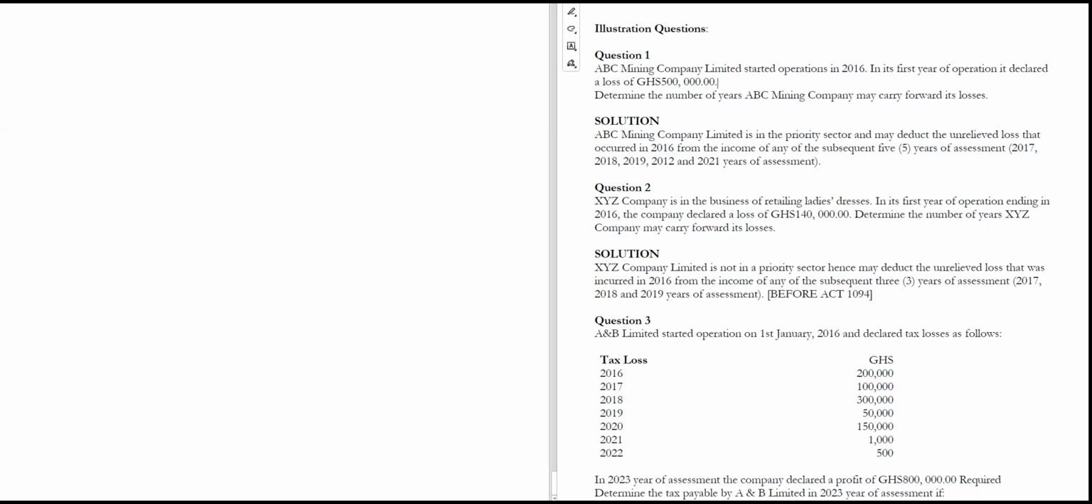Sorry, 2021. Are we okay? Now, XYZ company was in the business of retailing ladies' dresses. And in the first year, Bill, yes, please, would he carry it from 2017 or 2018? It was incurred in 2016. So you start from 2017.